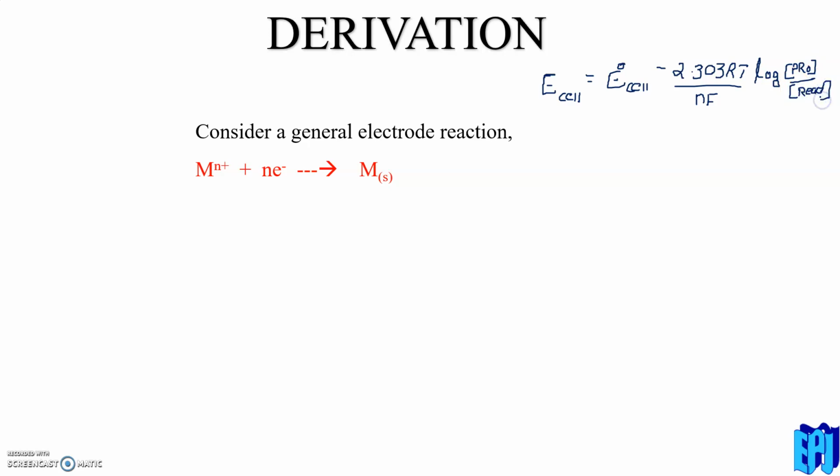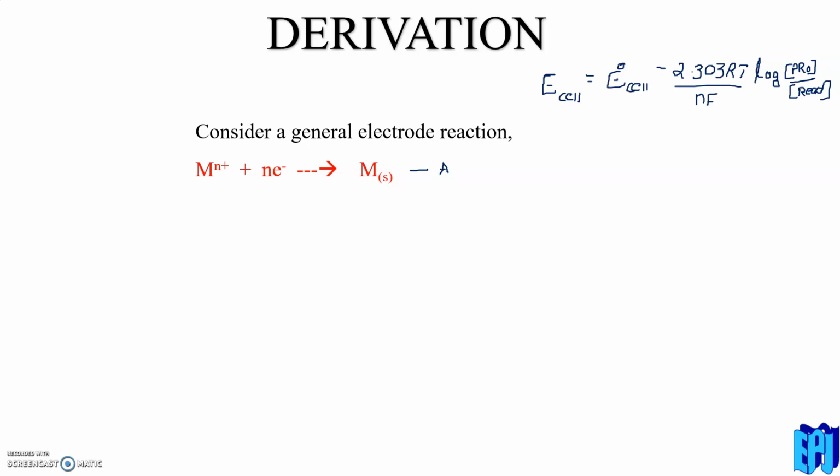Okay, so in this derivation, I am going to derive this Nernst equation for a single electrode reaction. For a single electrode reaction, I am considering the equation as M^n+ plus n electrons gives M(s). That is the general equation. I call this equation A.